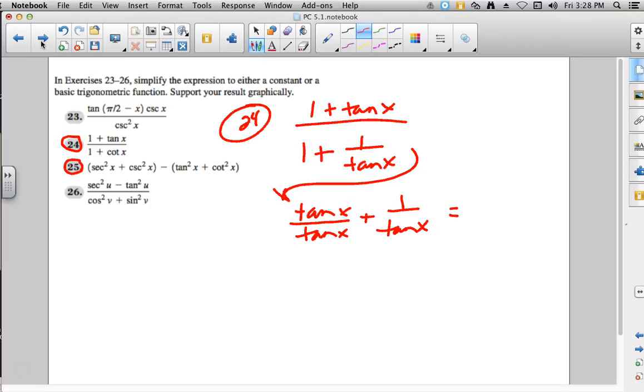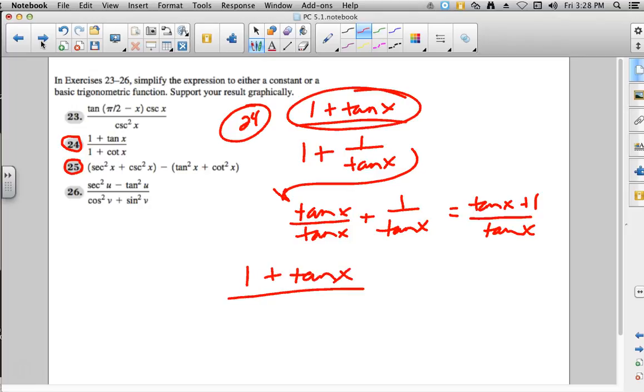So my new denominator should be tangent of x plus 1 over tangent of x, okay? Well, this is my numerator. And if I'm going to divide by my new denominator, I'm going to need to flip it. So I'm going to divide, which means multiplying by the reciprocal.